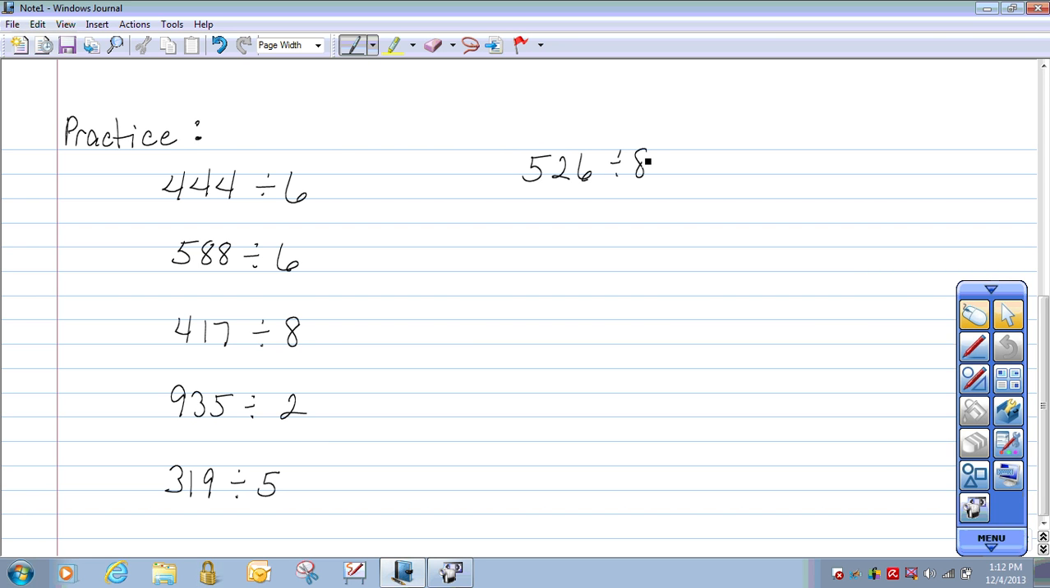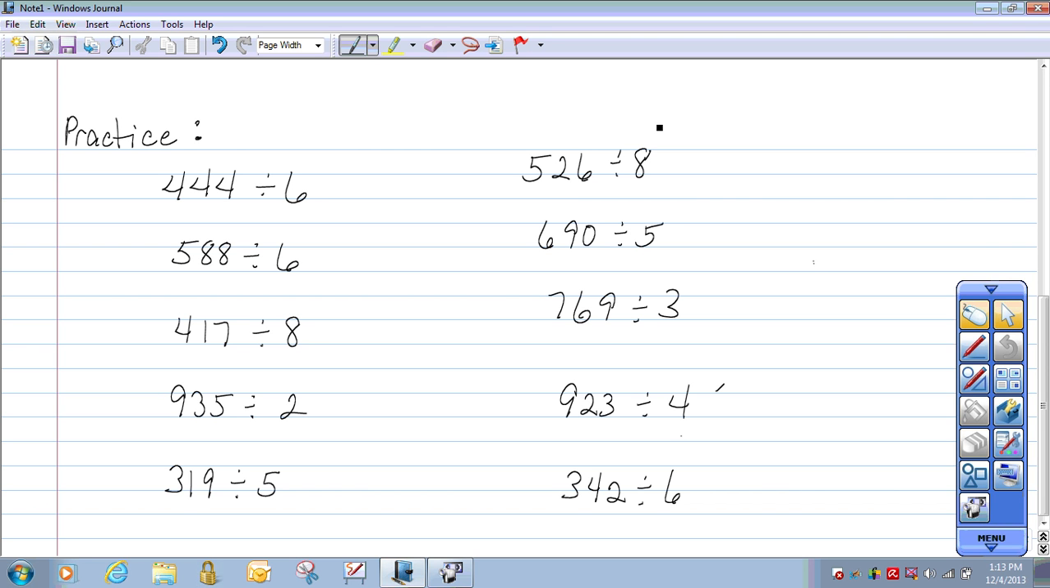526 divided by 8. 690 divided by 5. 769 divided by 3. 923 divided by 4. 342 divided by 6. This is 10 problems. If you get all 10 of these correct, then you know 100% how to do division.